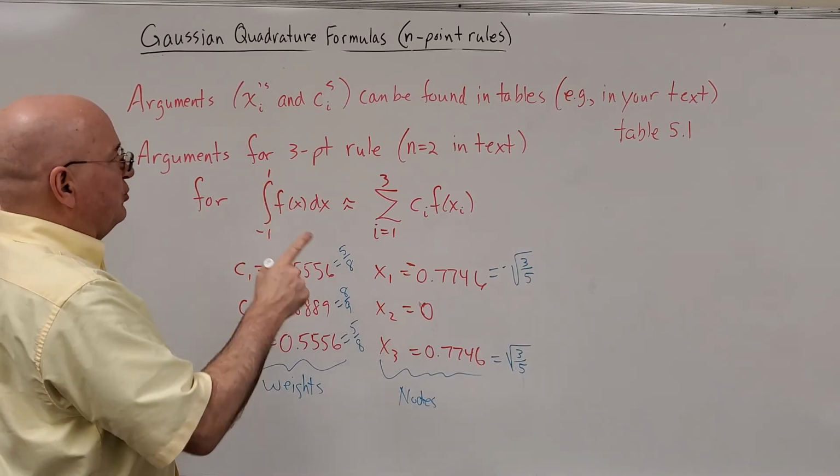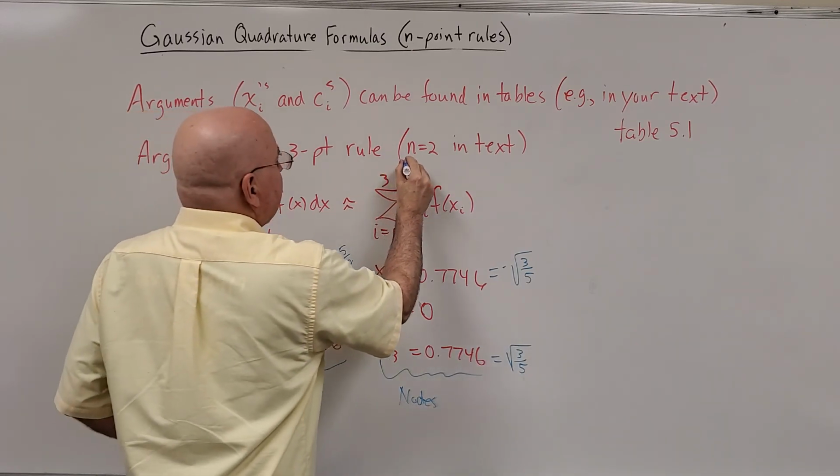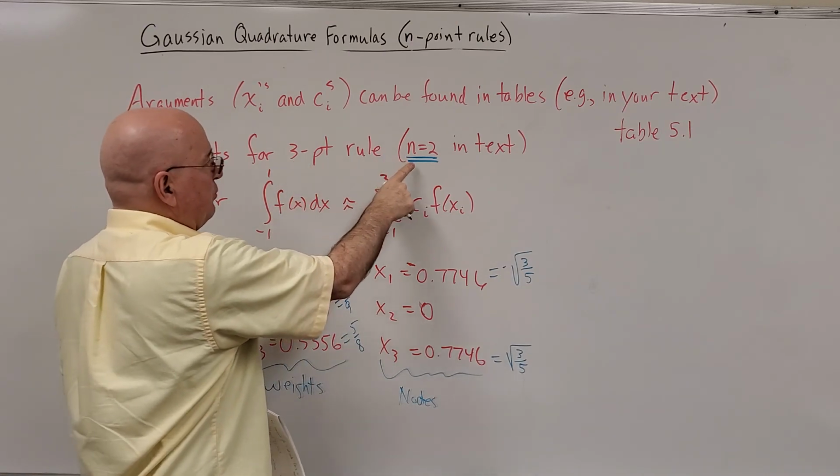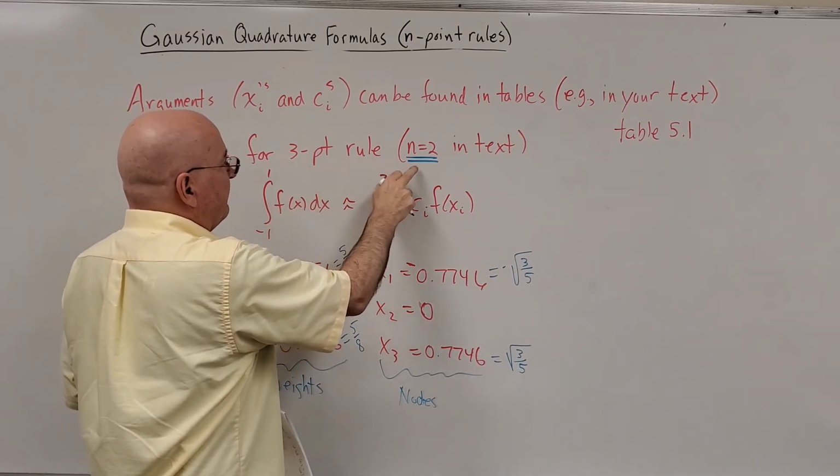Oh, one more thing. For the 3-point rule in the text, it's n equal 2. So if you want the 4-point rule, you'll have n equal 3. 5-point rule, you'll have n equal 4.